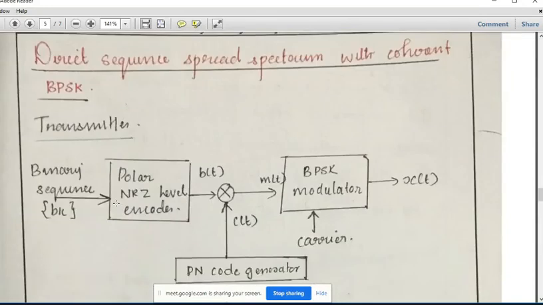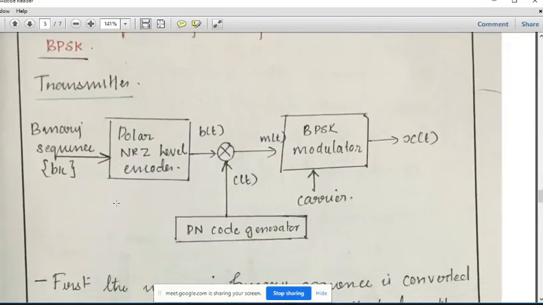So now we will discuss the transmitter side. The transmitter side consists of a binary data sequence b_k, and this binary sequence b_k is given to a polar non-return to zero level encoder. The output of this encoder is b(t). This b(t) is our data signal and c(t) is our PN signal. So b(t) is multiplied with c(t).